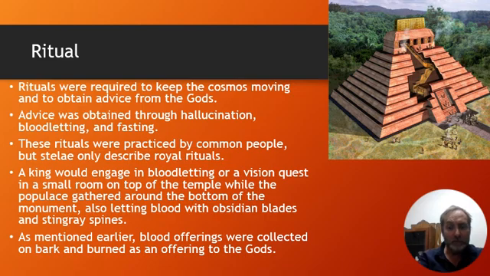Certainly, these rituals were practiced by common people, but the stele we have only describe the royal rituals. So what we know about those is that a king would ascend to the top of the temple into the small room up there, and they would engage in one of the rituals, bloodletting or vision quest, in that small room. But meanwhile, around the base of the temple, the population would all be gathered around as well, also doing bloodletting with the blades and the stingray spines, all in an attempt to encourage the gods to give whatever advice was needed to the king.